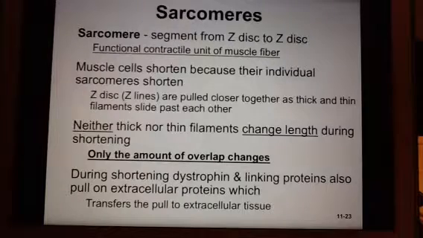So sarcomere, again, is from Z disc to Z disc, and the muscle cells shorten because their individual sarcomeres shorten. So the Z discs are pulled closer together as thick and thin filaments slide past each other. The thick and the thin filaments do not change length. That's a big misconception. They do not change length during shortening. Only the amount of overlap is changing. So the proteins are going to link together and pull themselves, and that is what allows this shortening, or contraction, to happen.